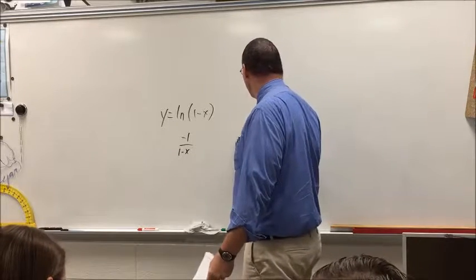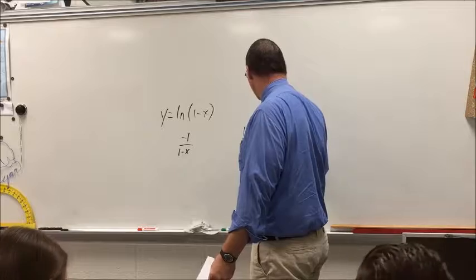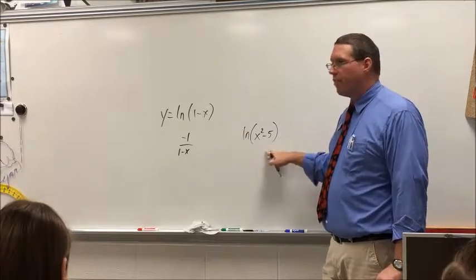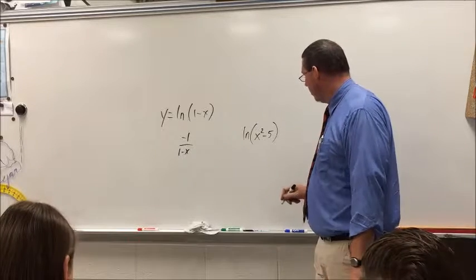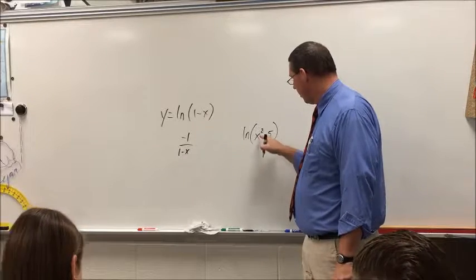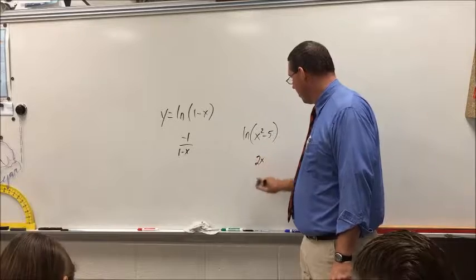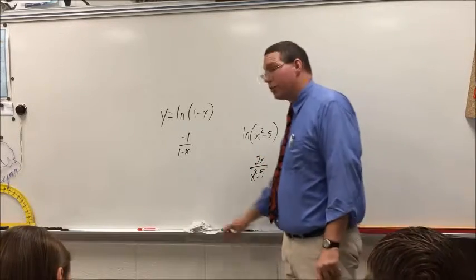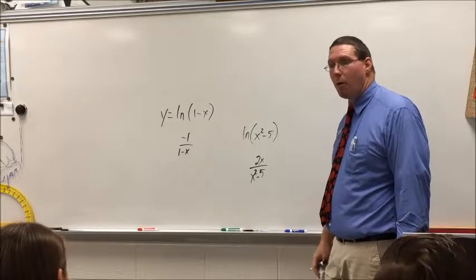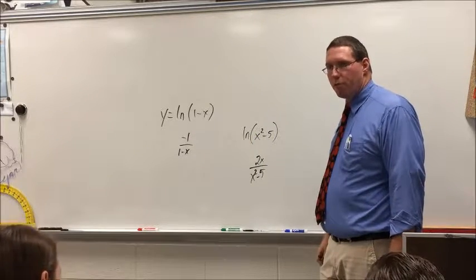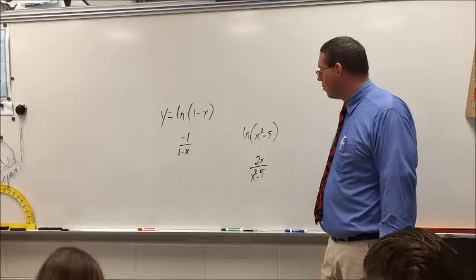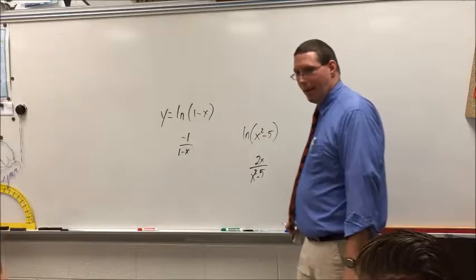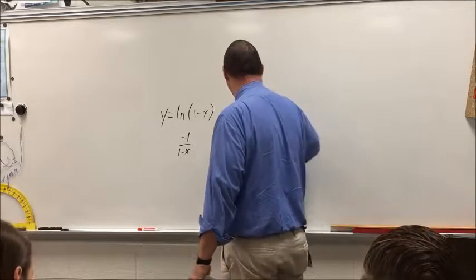Okay, so what if it was the natural log of x squared minus 5? What would the derivative of this be based on what we just said? 2x over x squared minus 5. That's a good trick. That's how I teach it, the rule from now on: the derivative of the natural log is the derivative of the inside over the inside. Boom.